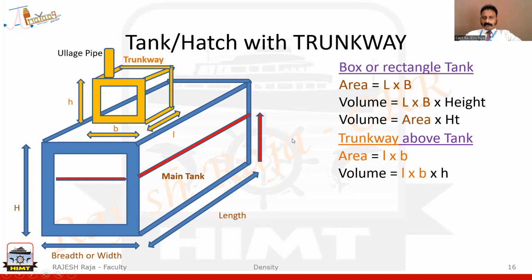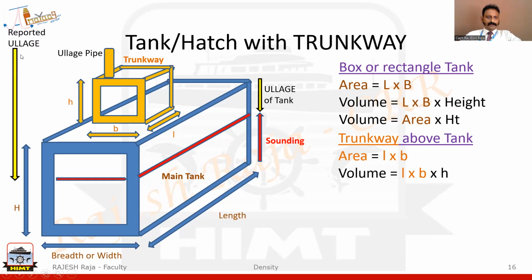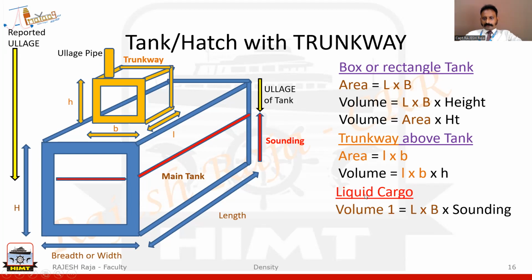Do you agree that this is the sounding? And very evidently this is the ullage of your main tank. If I use any tape to measure, you will see I would have given you this as the reported ullage. For me, in this reported ullage, right now the ullage pipe and the trunkway are of no use. That means my aim is to find the actual ullage of the tank, and then I'll go with the sounding. Okay. So for me, let me say this is volume 1. Volume 1 is base area L into B and the sounding.